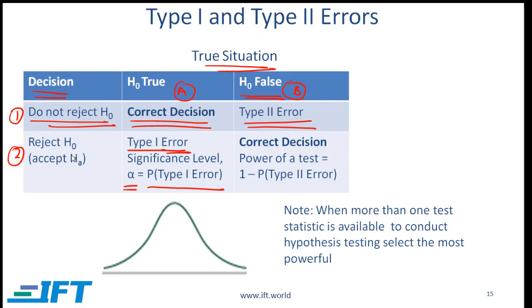If you reject the null hypothesis and H naught is actually false, then that is a correct decision. The probability of this happening is called the power of a test, and the power of a test is 1 minus the probability of the type 2 error. When more than one test statistic is available to conduct hypothesis testing, select the most powerful. Most powerful means that this probability, power of a test, is the highest. This item is fairly testable, and notice that you have learned several buzzwords over here which you need to be on top of.